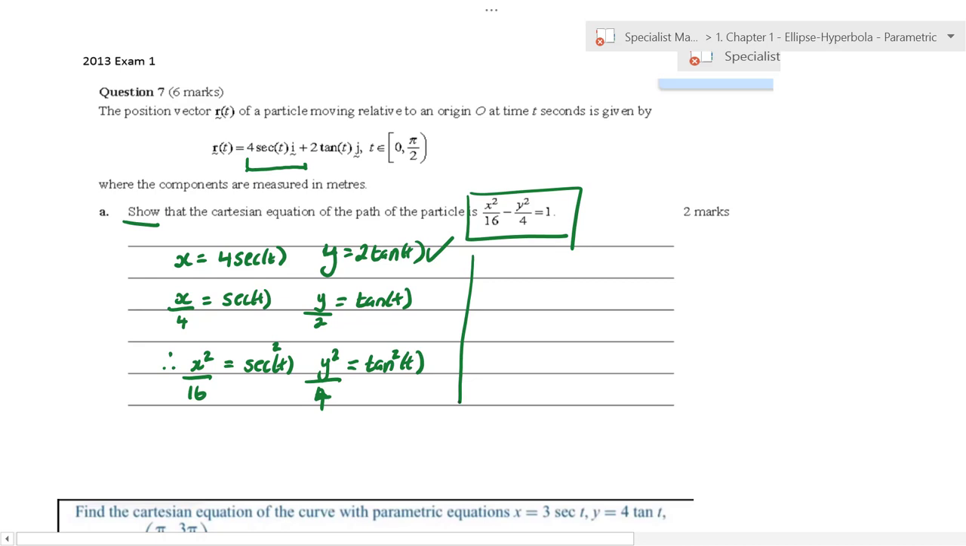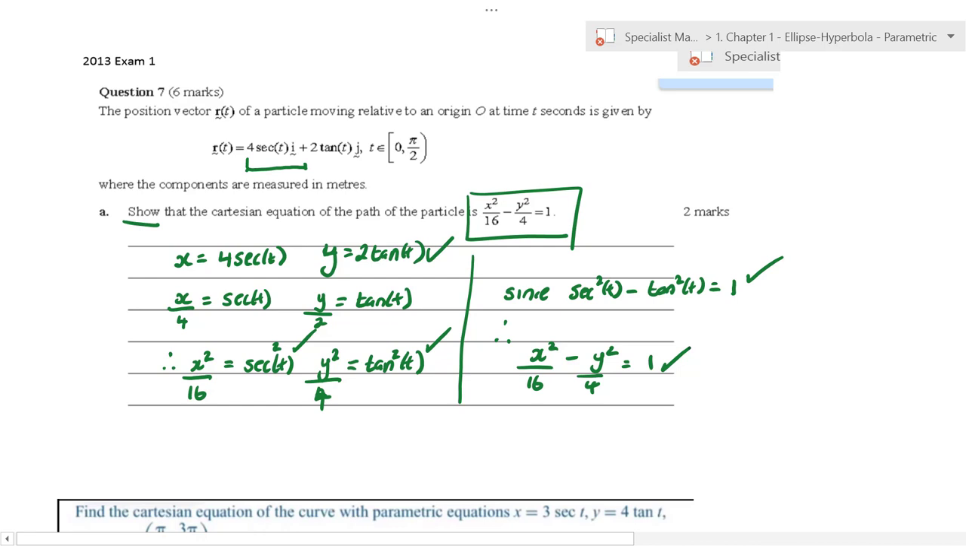Okay, so what we can say is, since sec squared t minus tan squared t is equal to 1, therefore x squared on 16 minus y squared on 4 is equal to 1. Can you see there that you've shown what tan squared t and sec squared t are? You've talked about the identity, and of course there it is. We can sketch it. Okay.